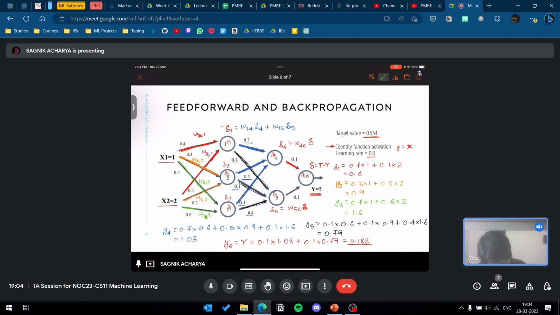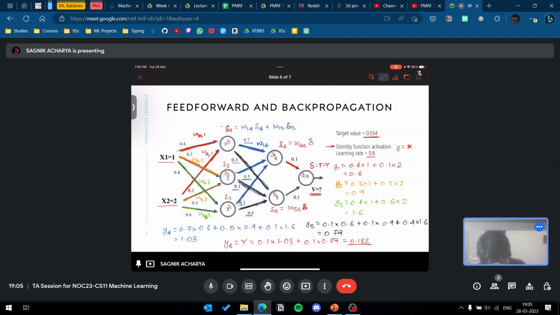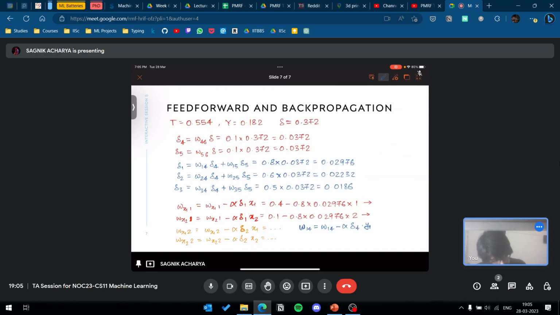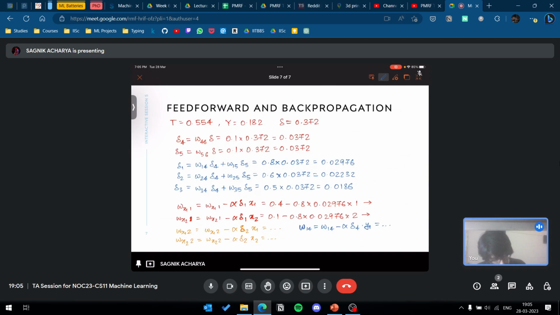So now we move to the next layer. If you want to calculate this weight, I'll mark it in blue again. This weight over here is w14. The updated value is given by the previous value minus alpha times delta 4 times y1, right? We'll use the previous activation y1. We had already calculated y1 to be equal to 0.6, so we'll put that value 0.6 over here. We have delta 4, we have all the other values.